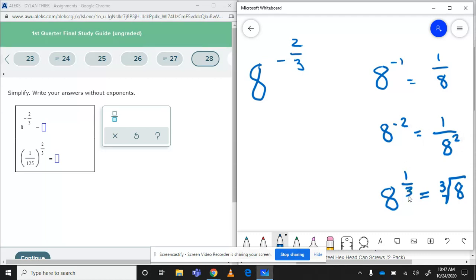If you have a fractional exponent, that's synonymous to a different order root. So 1/2 would be the square root. 1/3 is the cube root. 1/4 is the fourth root.